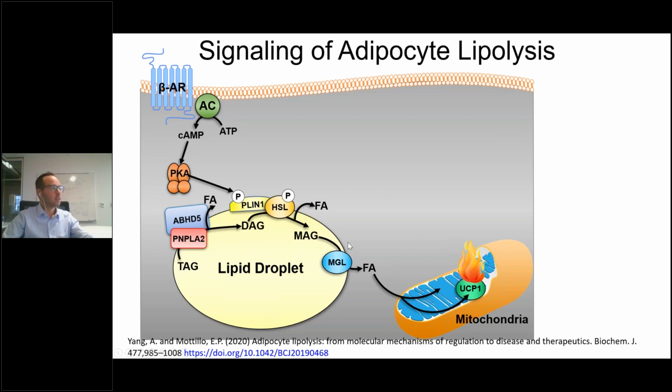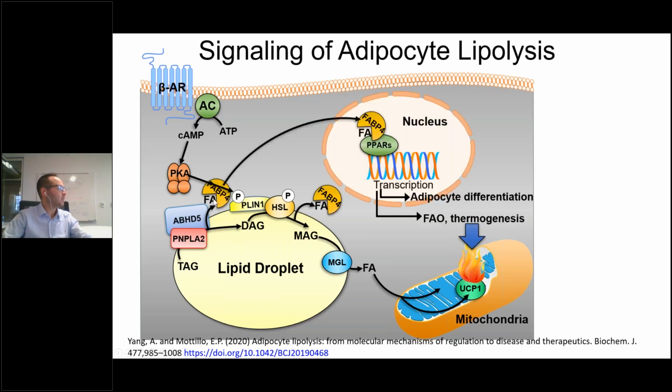And not only are these fatty acids substrates, but work from our group and that of others has gone on to show that these fatty acids can actually act as signaling molecules, where we've been able to show that fatty acids can traffic to the nucleus and bind various transcription factors such as the PPAR nuclear receptors to really mediate a transcriptional program involved in adipocyte differentiation, or further upregulating a transcriptional program involved in fatty acid oxidation and thermogenesis, thereby further increasing uncoupling protein content and further generating more heat.